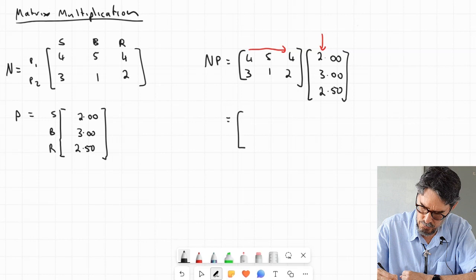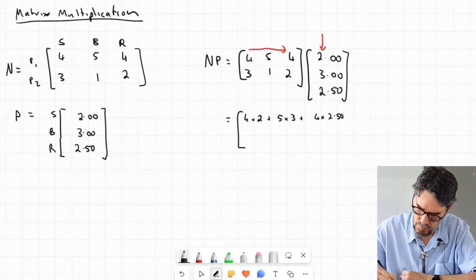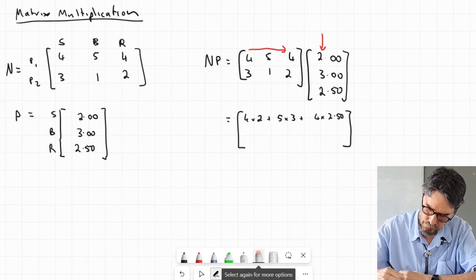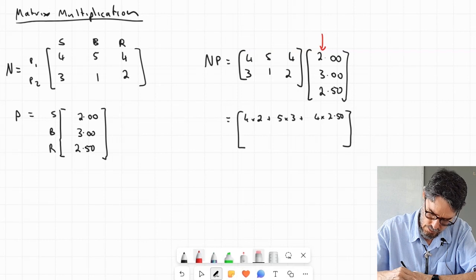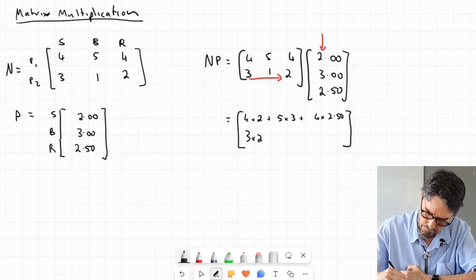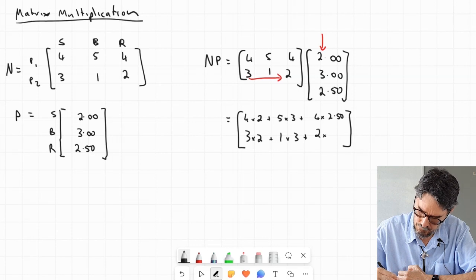4 times 2, 5 times 3, 4 times 2.50. And then we're going to go back and we're going to go across the second row and down the column. So we're going to go 3 times 2, and we're going to go 1 times 3, and we're going to go 2 times 2.50.